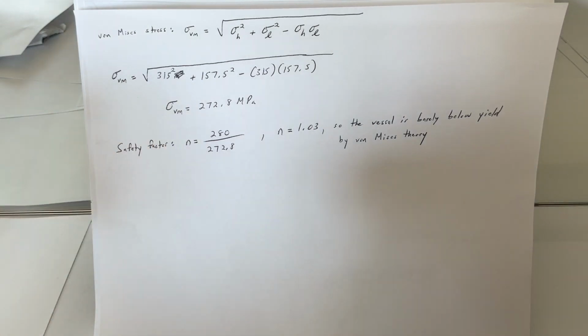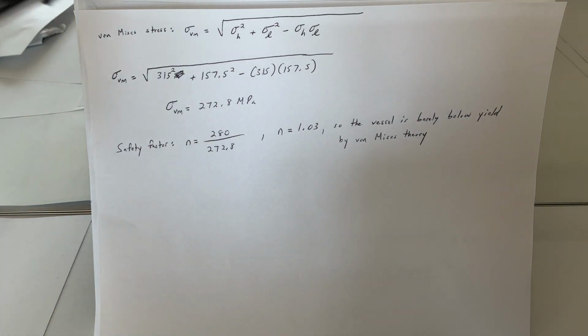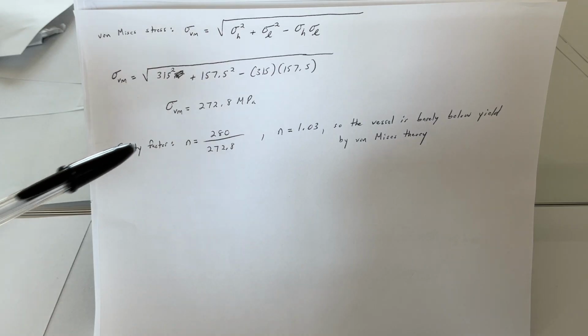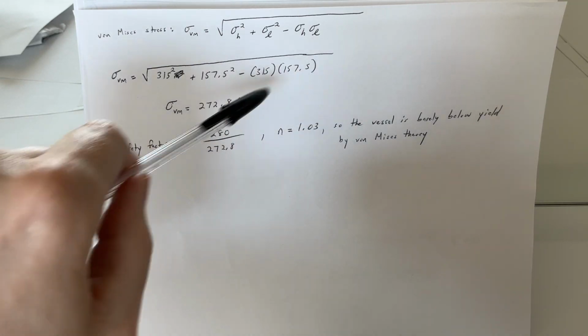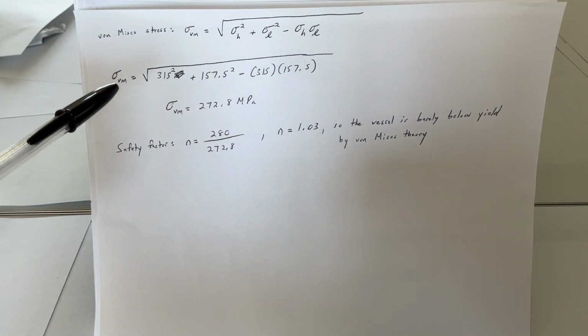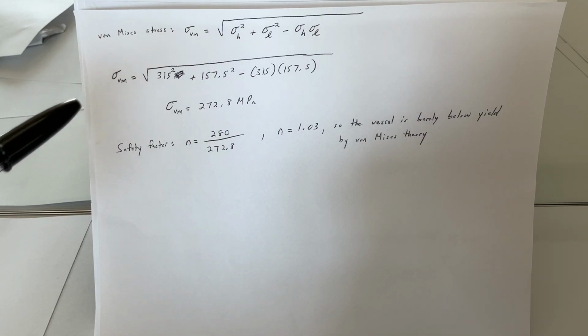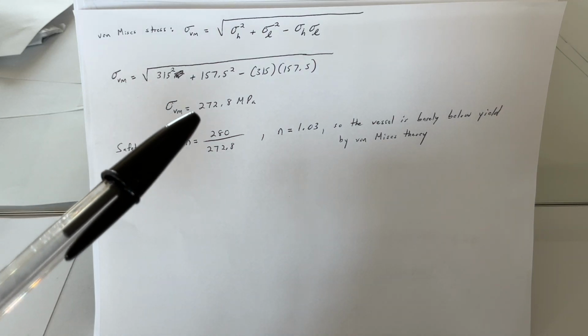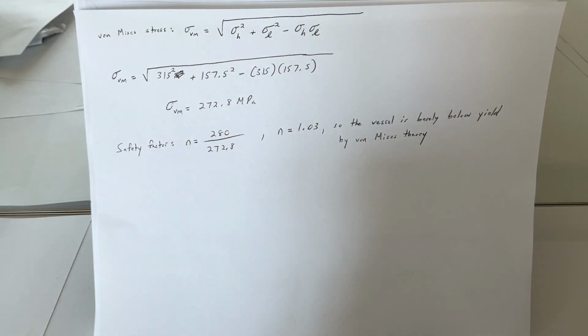And for the von Mises stress, sigma sub VM is the square root of sigma sub H squared plus sigma sub L squared minus sigma sub H sigma sub L. So from here, sigma sub VM equals the square root of 315 squared plus 157.5 squared minus 315 times 157.5. Sigma sub VM equals 272.8 MPa.